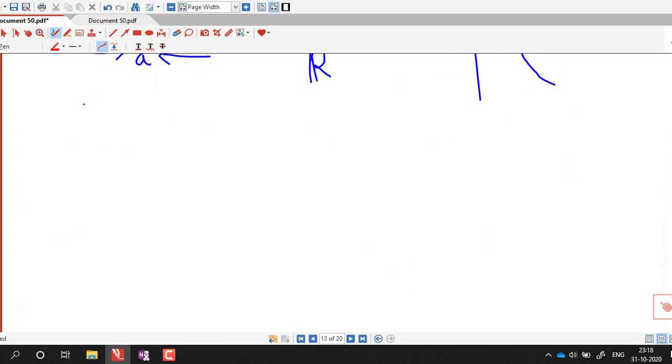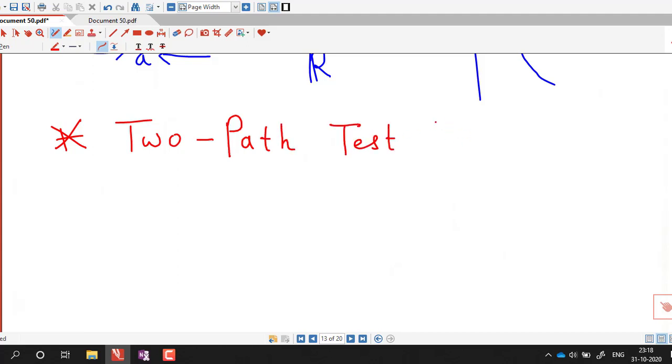So for the non-existence of a limit, we have the two-path test. Two-path test for non-existence of a limit.